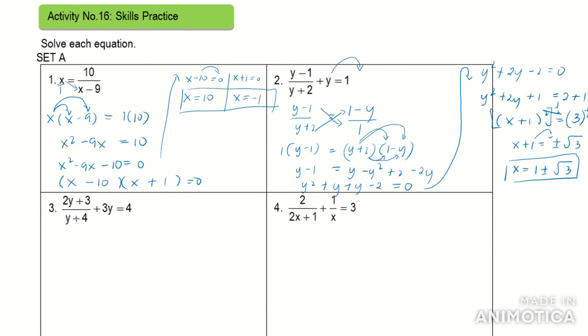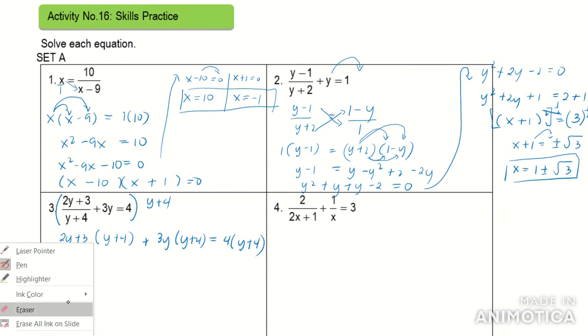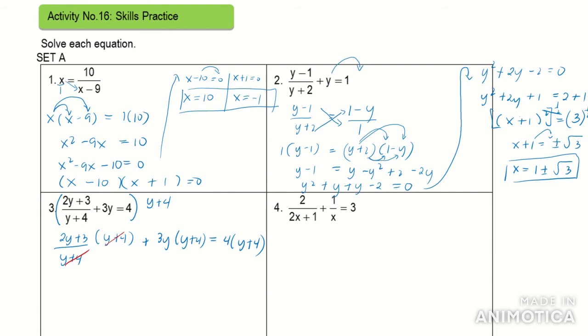How about item number 3? It would be better if you're going to transpose this or make use of the LCD. Okay, let's try using the LCD here. The LCD is y plus 4. So we multiply all the terms by y plus 4: 2y plus 3 over y plus 4 times y plus 4, plus 3y times y plus 4, is equal to 4 times y plus 4. Okay, we can cancel this because it is equivalent to 1. So what remains here is 2y plus 3 only.